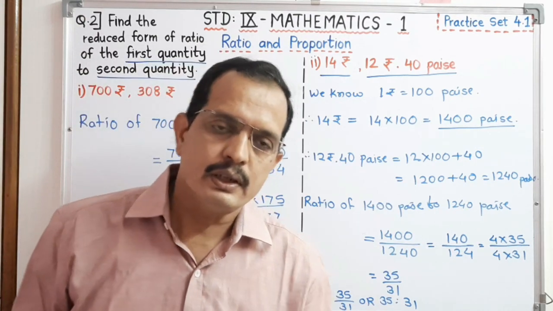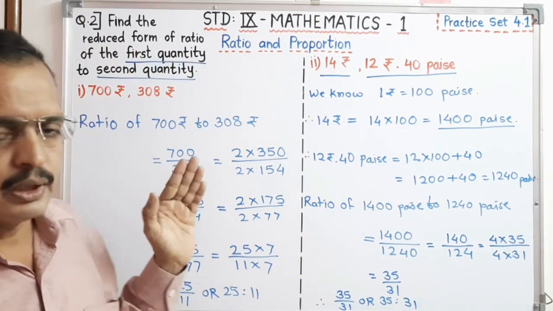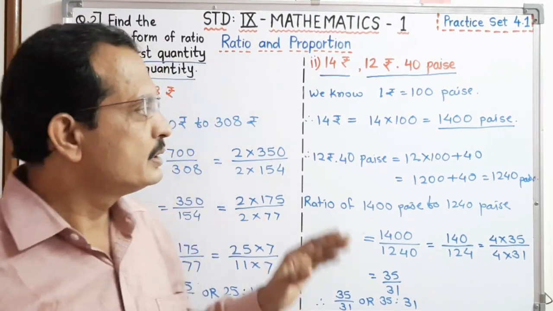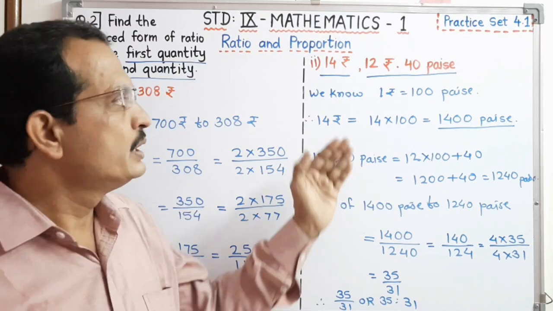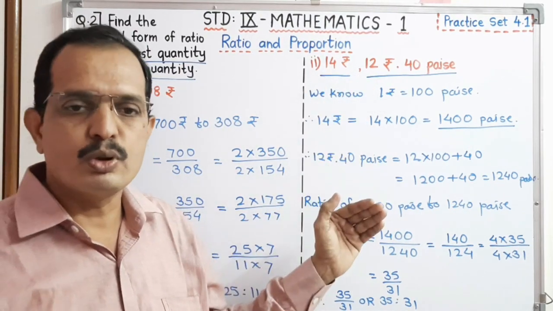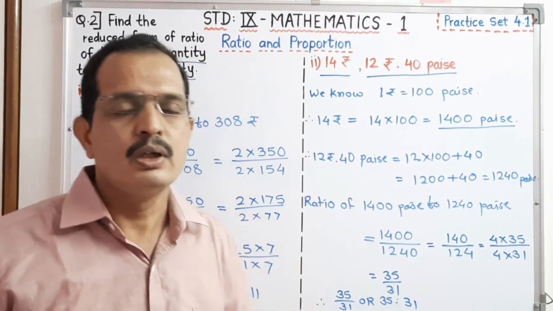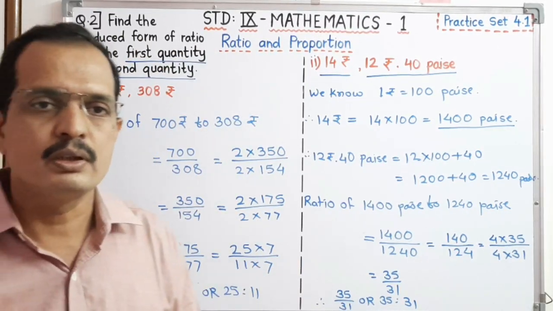Yes student, in the exam, the first question we have already solved may be asked for 1 mark and this may be asked for 2 marks. Here conversion is most important. If you know the conversion factor, then it is very easy to find the ratio. Now we have to start with the third and fourth question.